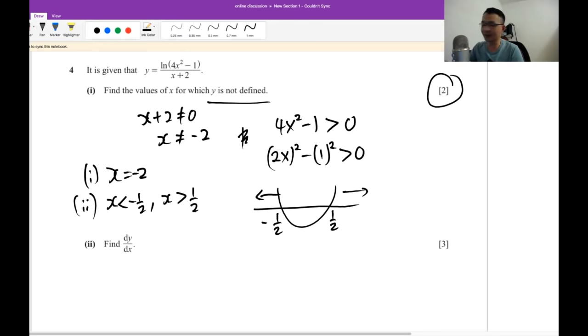Because inside the bracket you shouldn't get a negative or zero value for ln. If not, you will get undefined. Alright, this is how we do this kind of question. So just remember, if this is ln, whatever is inside here must always be positive. Okay?